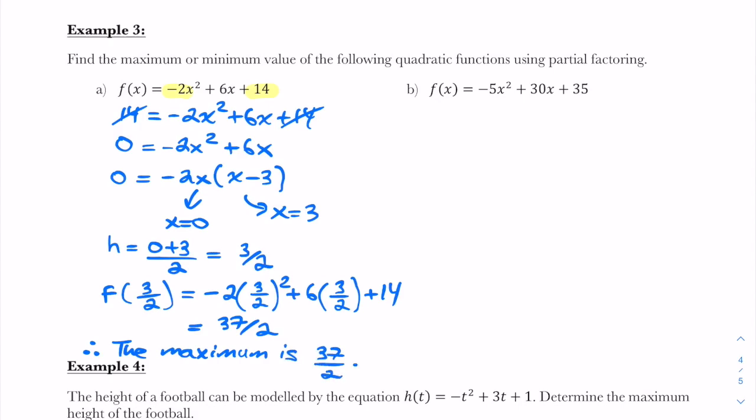Let's do one more in part B. So we repeat the same steps as before. We let f of x equal 35. The 35 on both sides of the equation cancel out, leaving us with the following simplified quadratic equation.